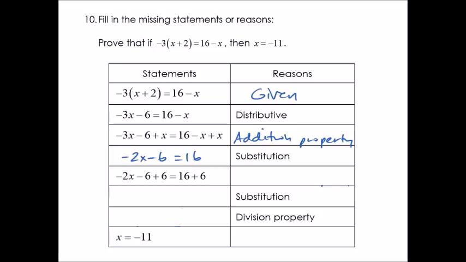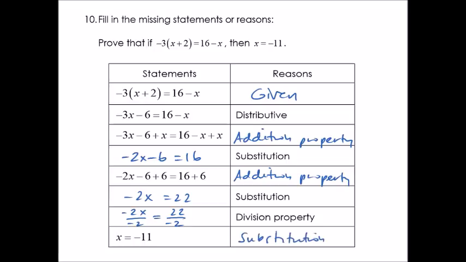In the line underneath that, I can see that 6 is added to both sides, so that's the addition property. And again, substituting, the left side can change to -2x, and the right side can change to a 22. The next thing I would do is divide both sides by -2. That's the division property. And then changing the left side to x and the right side to -11 is substitution.